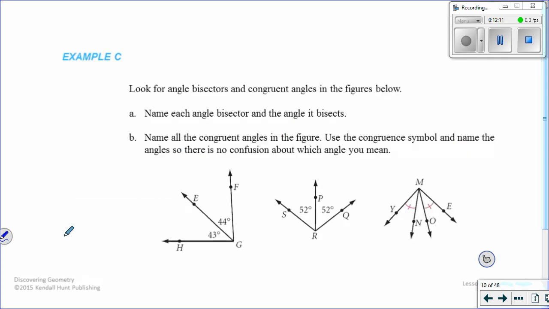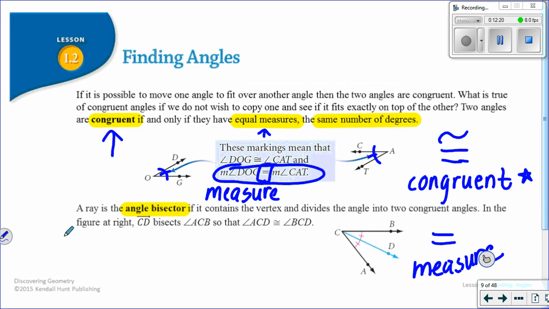Okay, so let's look at another example. I think there's just one more after this. We've got to look now at angle bisectors and congruent angles. Okay, well, I'm going to go back a slide because I missed something. I missed this last example down here.